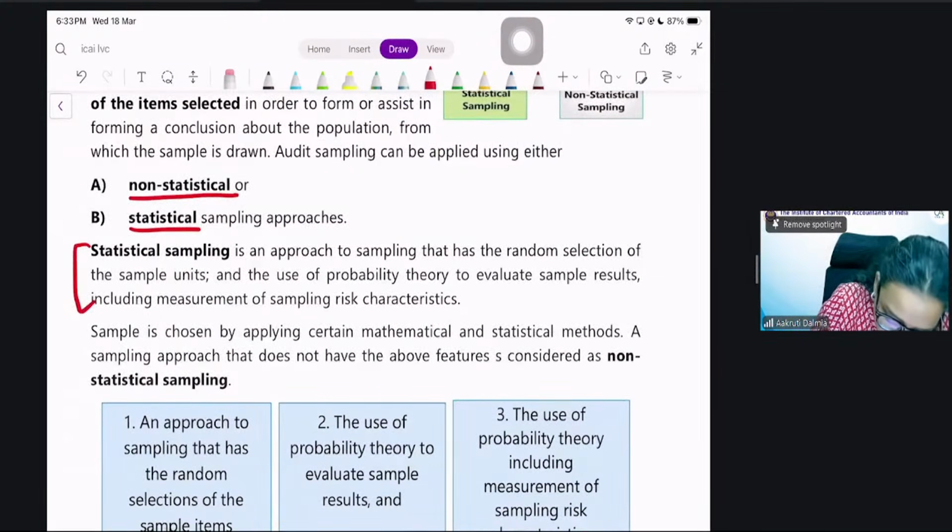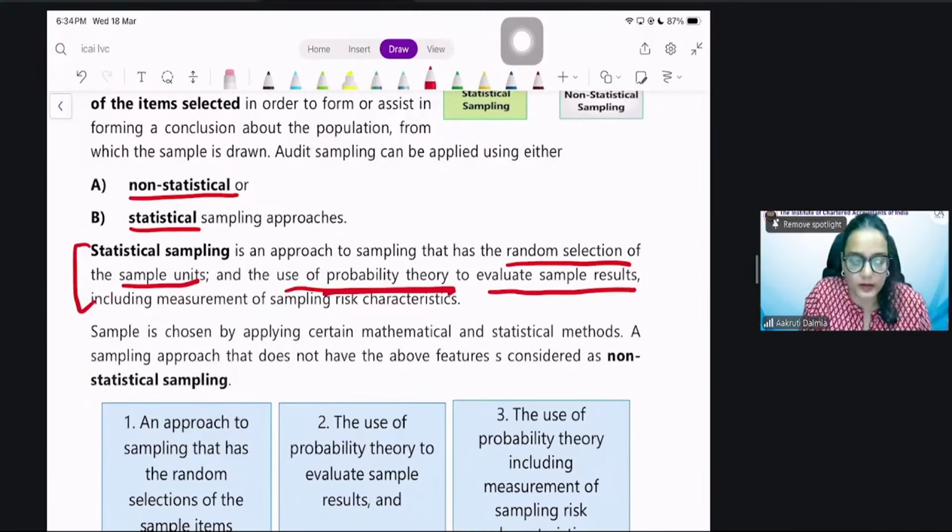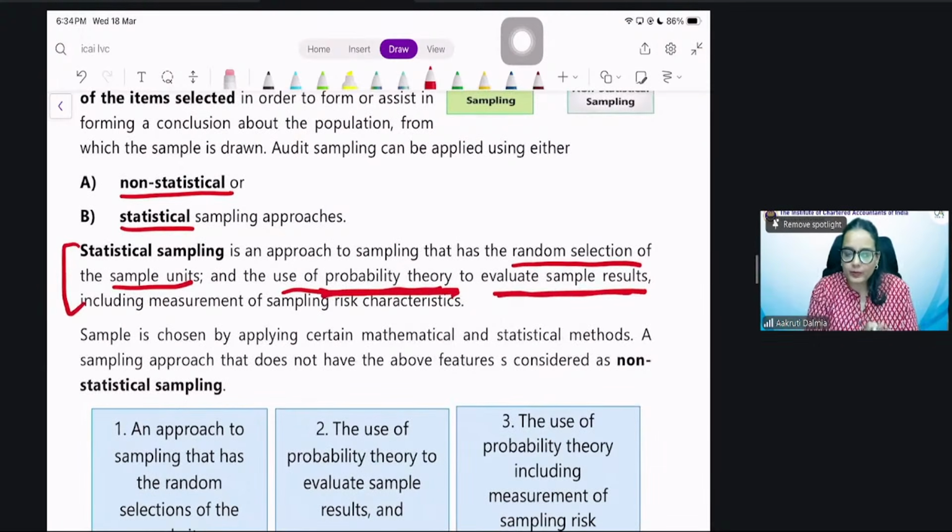Statistical is an approach to sampling that uses random selection of sample units and use of probability theory to evaluate sample results. So you select some samples on random basis without judgment and bias, and you use theory of probability to evaluate sample results. Okay, what did we use right now? That 100 in 104 deviations, which means in 10,400. What is that? Probability theory. So when we use random selection to select sampling units and then we use probability theory to analyze the result, that is called statistical sampling.